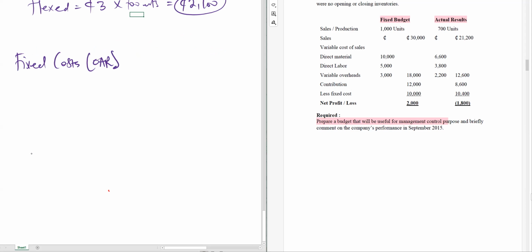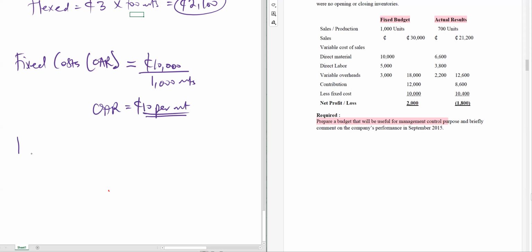Just keep this in mind. So for fixed costs, the same way, you can get the OAR, which is our total budgeted fixed cost, the 10,000, divided by the total budgeted units, which is what? The 1,000 units. Do you remember? And this will end up giving us an OAR of 10 cedis per unit. Do you all agree?